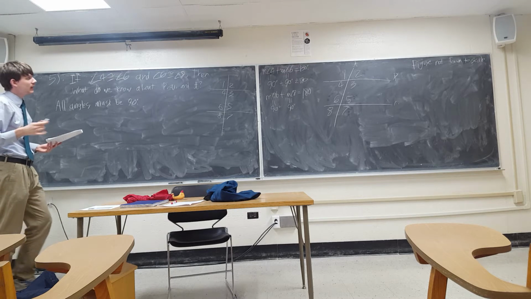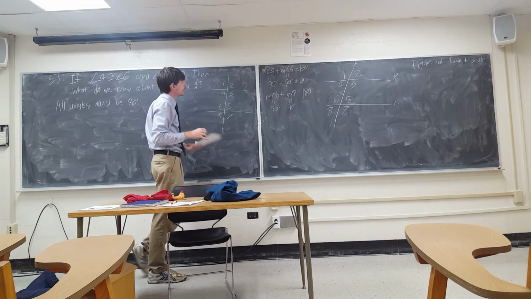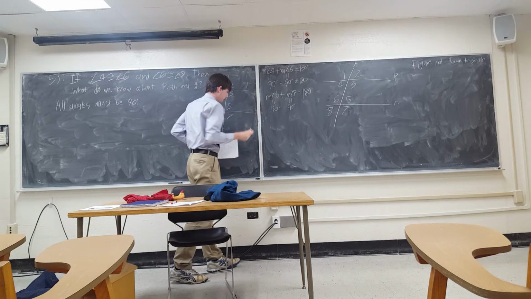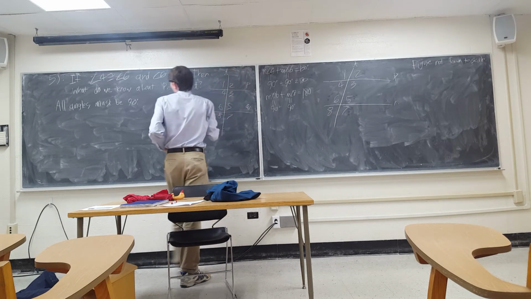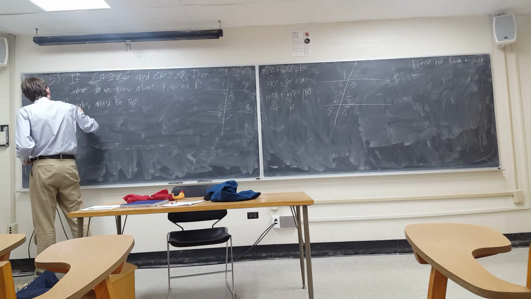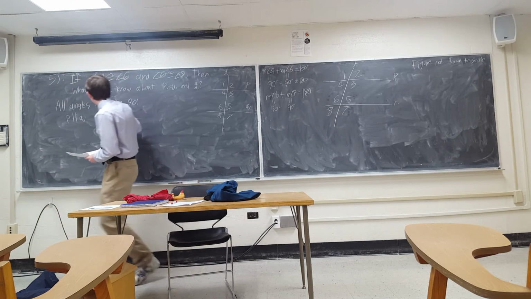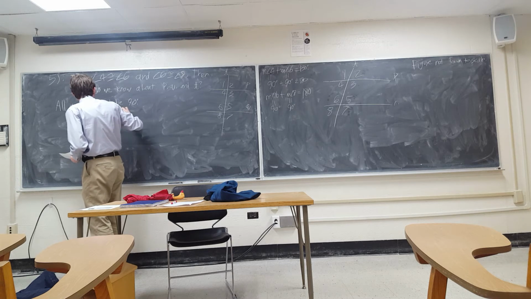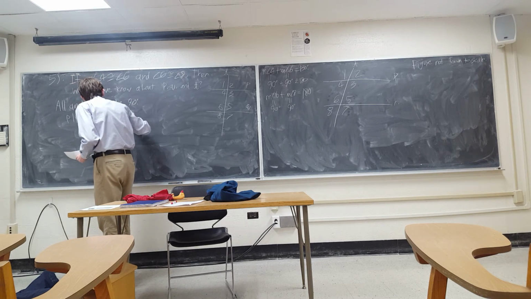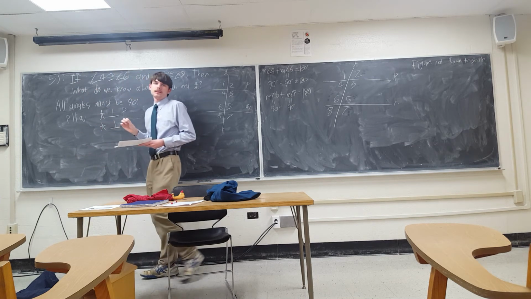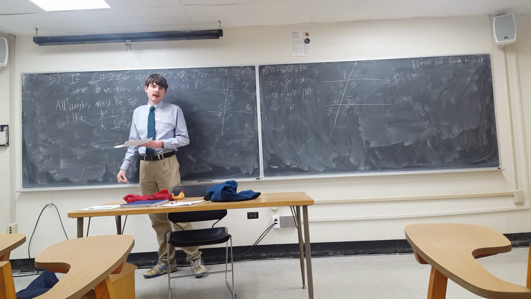And what does it mean if all of these angles are 90 degrees, every single one of them? It means that P is parallel to Q, and it also means that T is perpendicular to P, and that T is perpendicular to Q.